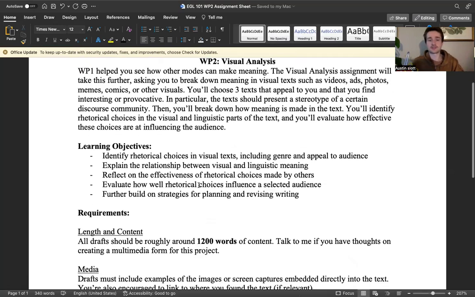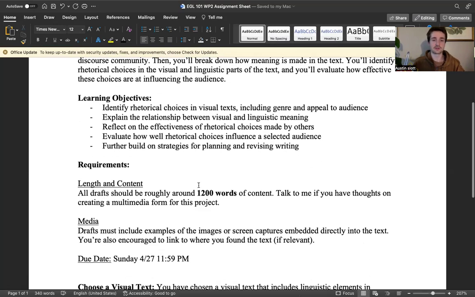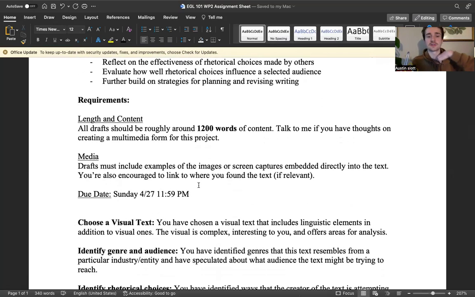So that's the paper in a nutshell. Shooting for 1,200 words. It's going to be due the 27th. For the drafts, the paper should have the actual images embedded in there, right? So you should insert your screenshots that you're using.